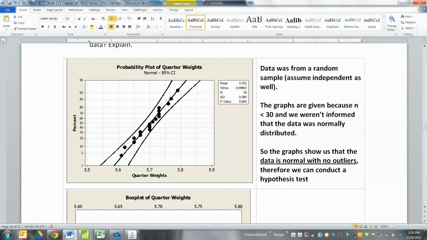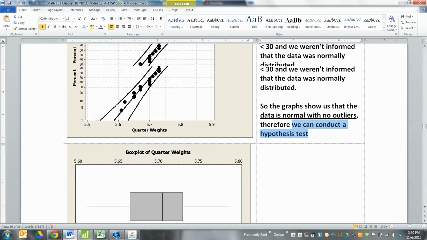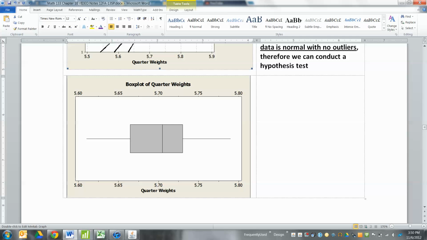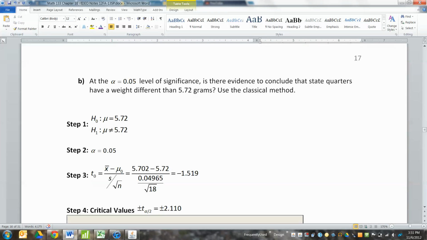All right, so yes, we can make a hypothesis test right here. We can conduct a hypothesis test because this data is normal, that's the top graph, with no outliers, that's the bottom graph. Cool, we're all set there. All right, at the 0.05 level of significance, is there evidence to conclude that state quarters have a different weight than 5.72 grams? Use the classical method.